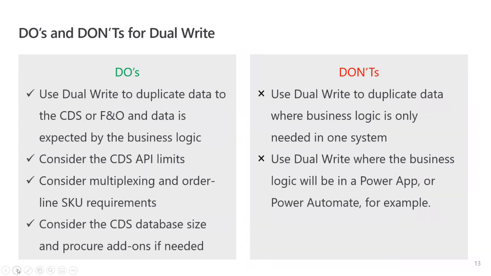Something not to do with dual write is to use it to duplicate data where your business logic is only needed in one of those systems, or where your business logic is going to be added into a Power App or Power Automate. If you're going to build the business logic into your app, then we don't necessarily have a dependency on that data existing, because I can query that data using virtual entities, and that would be a more cost-effective way. So consider using dual write only when that data is really needed by the business logic that you're writing.